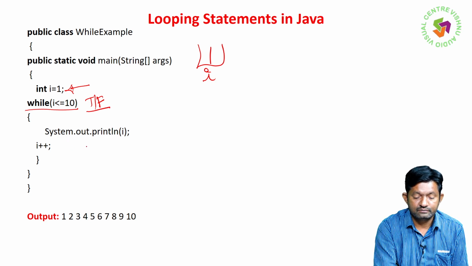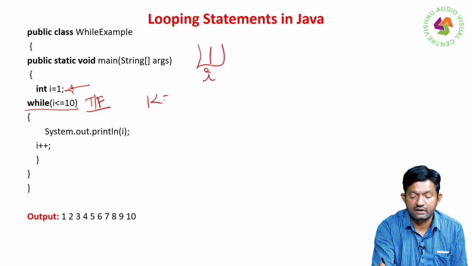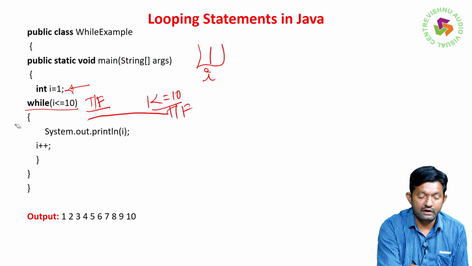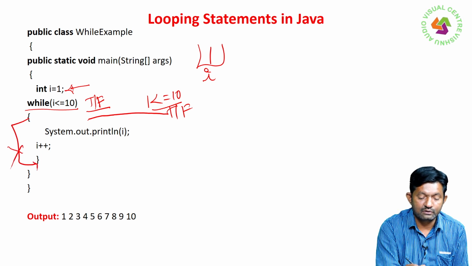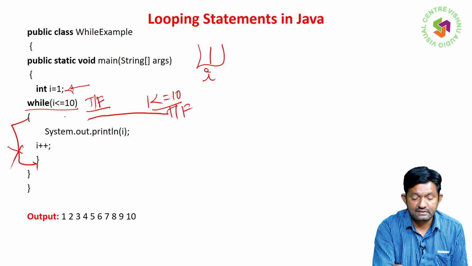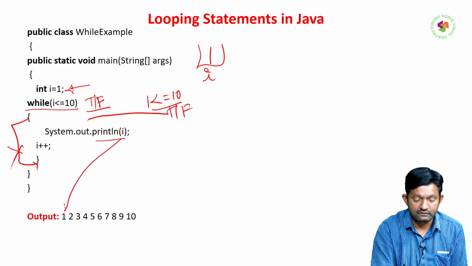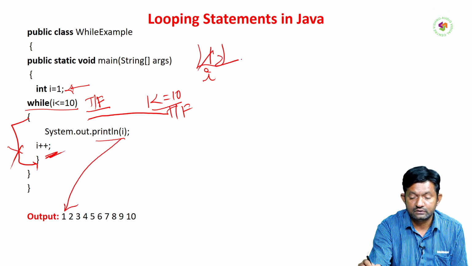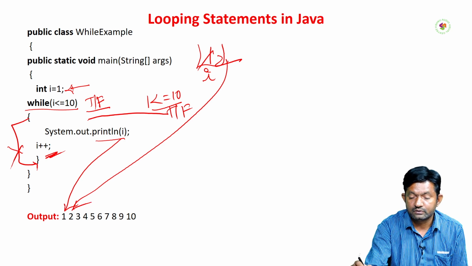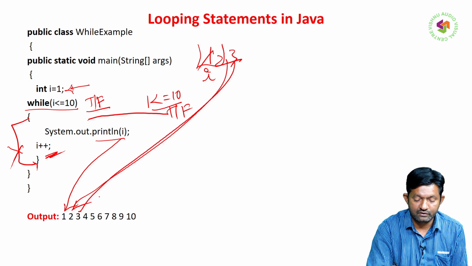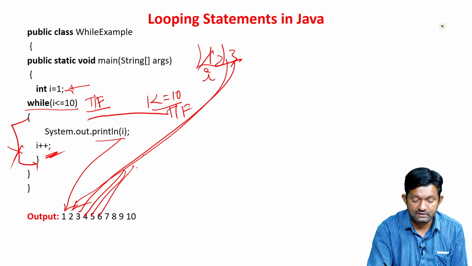And System.out.println of i, while i less than or equal to 10. 1 less than or equal to 10, is the condition true or false? True. As long as the condition is true, this block will execute, or else it comes out of the loop. Then i plus plus. First i is 1, 1 less than or equal to 10, println 1. i plus plus gives 2, printing 2. i plus plus gives 3, printing 3, 4, 5, 6, 7, 8, 9, 10.